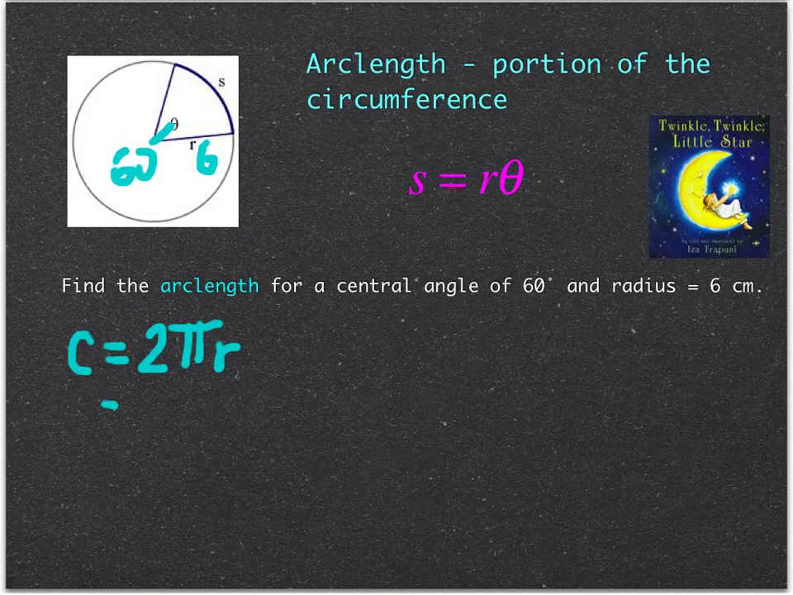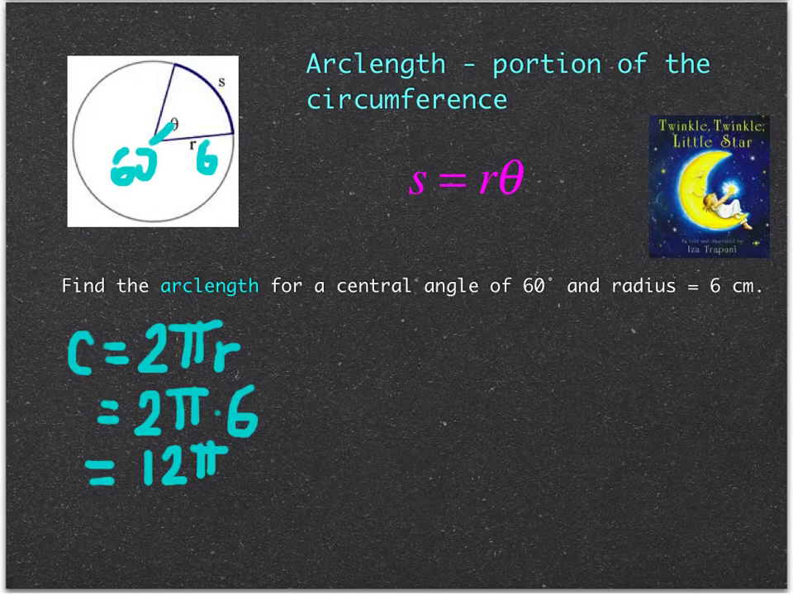And then I just fill in some information that I know here. Here's 2 pi. I know my radius is 6. And so my whole circumference is going to be 12 pi. What portion of that do I have? Well, 60 degrees is 1/6 of the circle. So if I just divide that by 6, I would get an answer of 2 pi for that arc length.